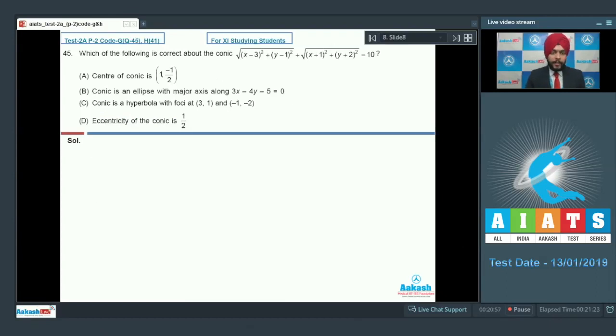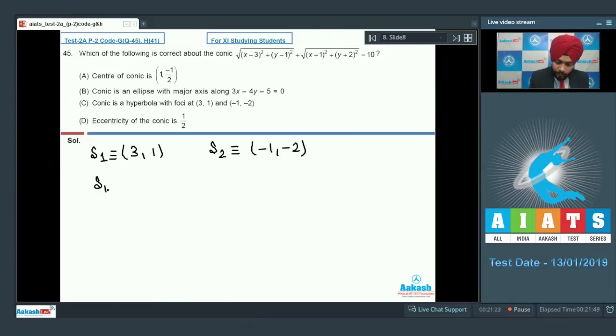Question number 45 says that which of the following is correct about the conic? Root under x minus 3 whole square plus y minus 1 whole square plus root under x plus 1 whole square plus y plus 2 whole square equals 10. Students, it is written as the sum of distances of x comma y, which is a variable point, from two fixed points. The first fixed point is 3 comma 1. Let it be the first focus. And the second focus will be minus 1 comma minus 2.